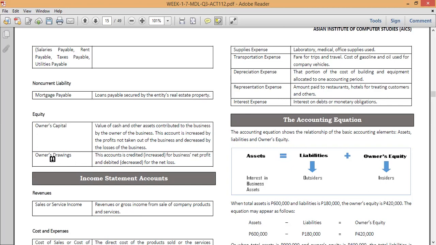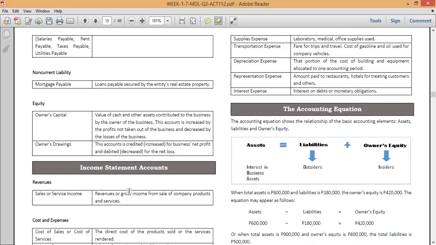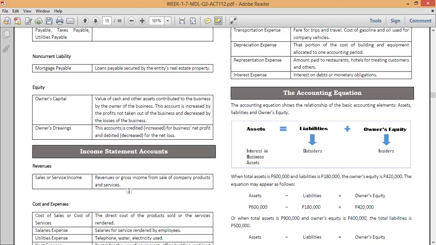Yung owner's drawings, withdrawals. Owner's capital, ito lang yung parang, kumbaga, 'di ba, naging successful na yung business mo. So, kinuha mo na yung capital, yung startup mo para makapag-start up ng business. Kinuha mo yung capital. So, yun yung equity. Then next, income statement accounts.